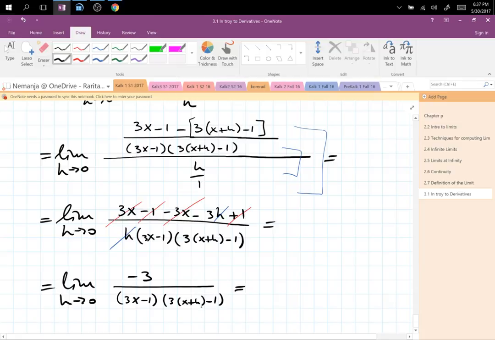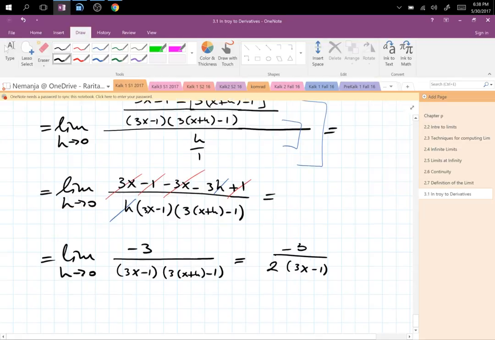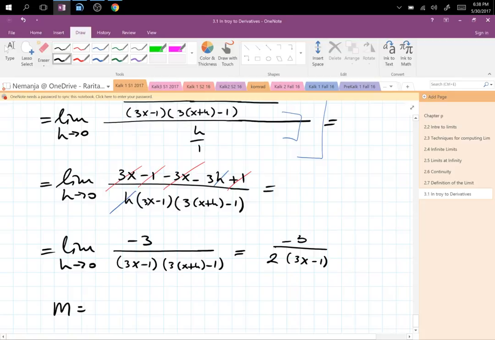Now when h goes to 0, you have identical parentheses, so it becomes negative 3 over 3x minus 1 squared. So slope m is going to be negative 3 divided by 3 times 2 minus 1 squared, because they want that at 2. That's negative 3 divided by 6 minus 1 squared, 5 squared is 25. Negative 3 over 25. That's the slope.